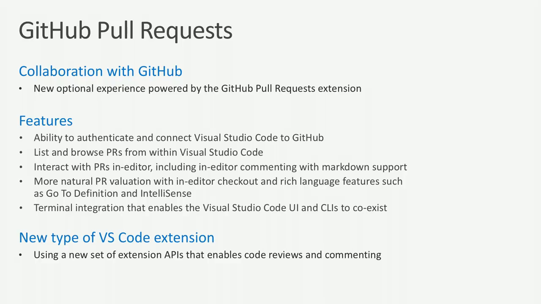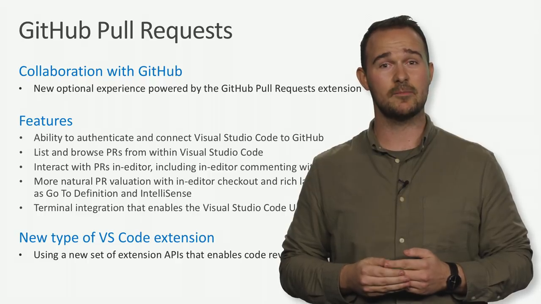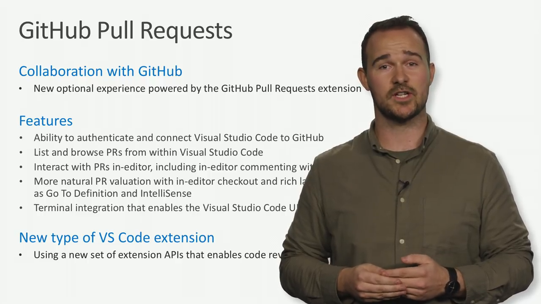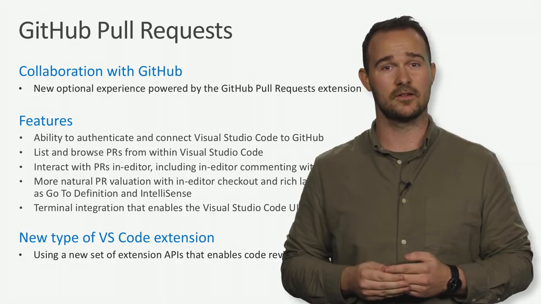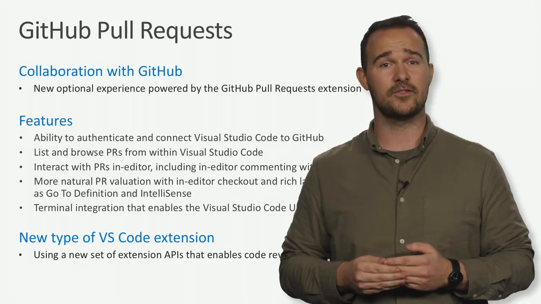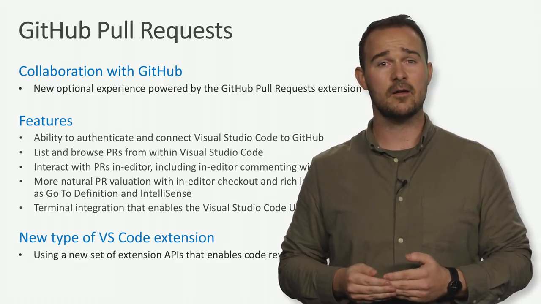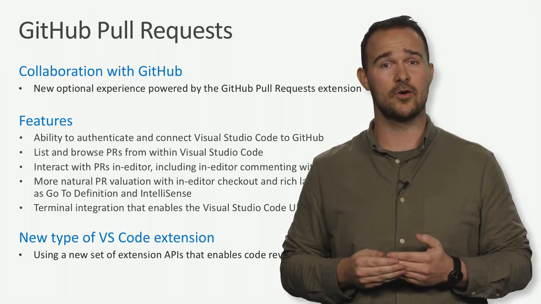The extension allows you to authenticate and connect VS Code to GitHub. It allows you to list and browse pull requests from within VS Code. You can review pull requests with in-editor commenting, where we also added markdown support. We are also enabling a more natural PR workflow with in-editor checkout that enables you to use rich language features, such as go to definition and IntelliSense. And lastly, we're enabling a smooth terminal integration that enables the UI in VS Code to coexist with the Git CLI.